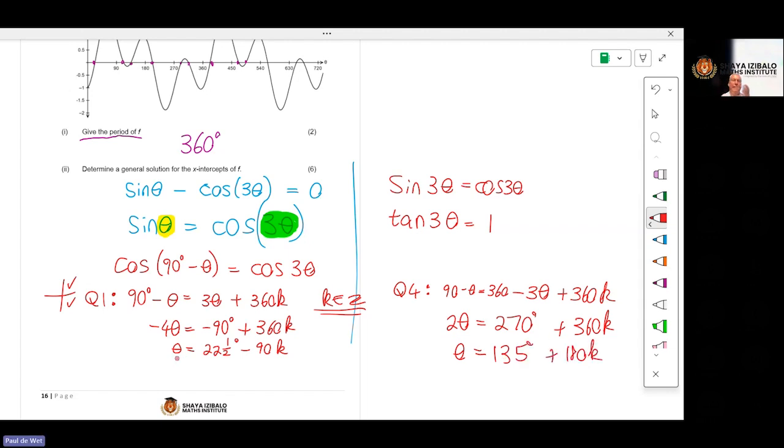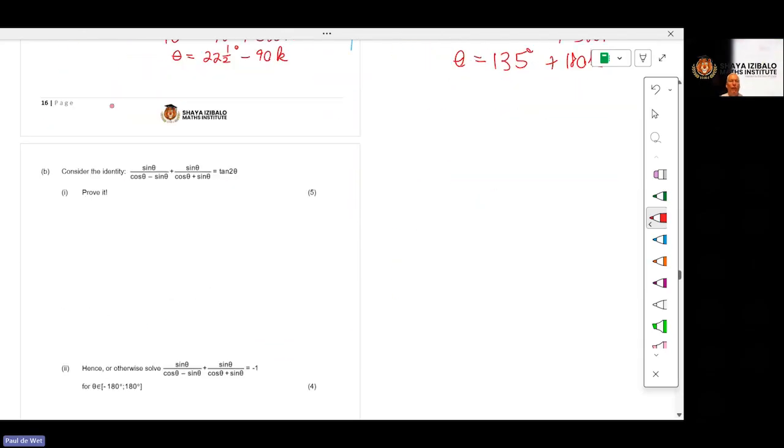Okay, and that is brilliant. And now just to show you here, if K in this one is 0, we get 22.5. And that's that first x-intercept. Listen carefully, if K is minus 1, then we end up adding 90 and we get 112.5. If K is 0 here, we get 135. And so we are finding all the x-intercepts of this graph. That was a superb answer.